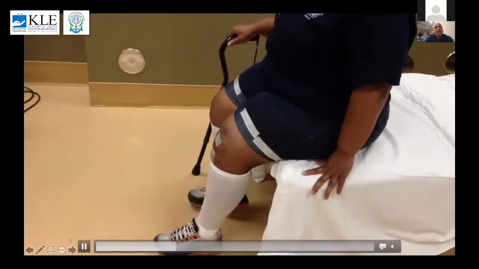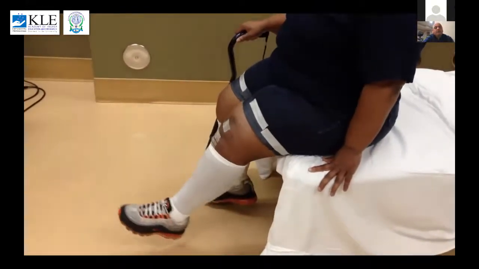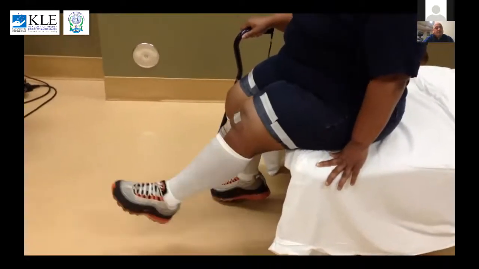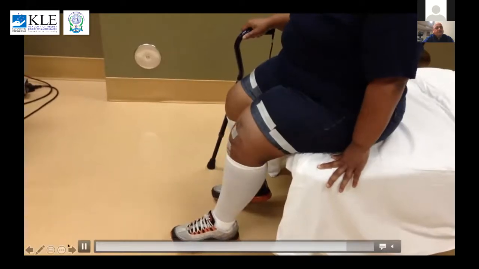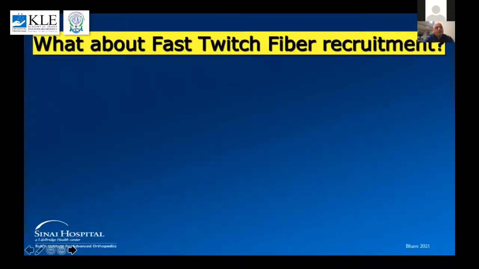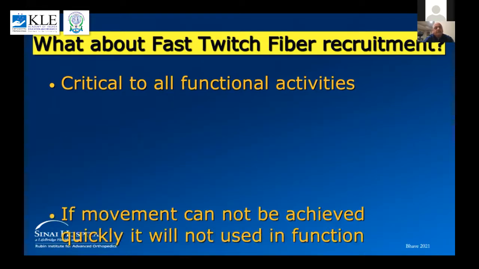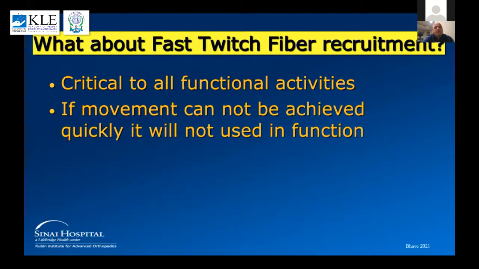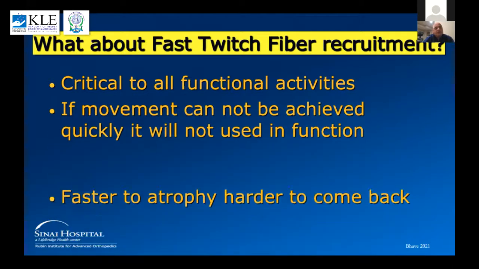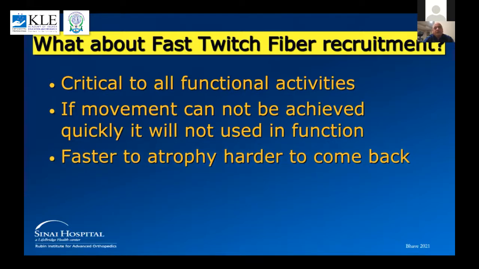That's a typical way a patient will move when first out of surgery, the knee is swollen, painful, and that's how they are moving. So what about the fast twitch muscle fiber? That's the biggest problem we have in our literature. It's critical to all functional activities. If the movement cannot be achieved quickly, it will not be used in function, and pain inhibits quick motion. And it's faster to atrophy, harder to come back.